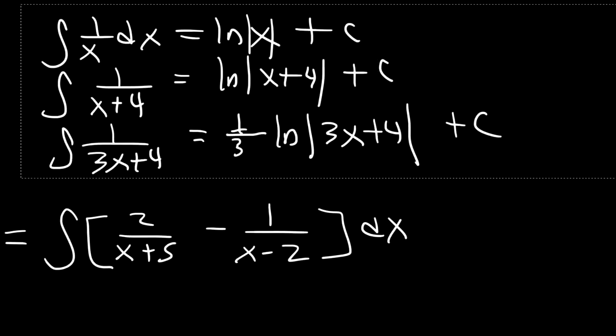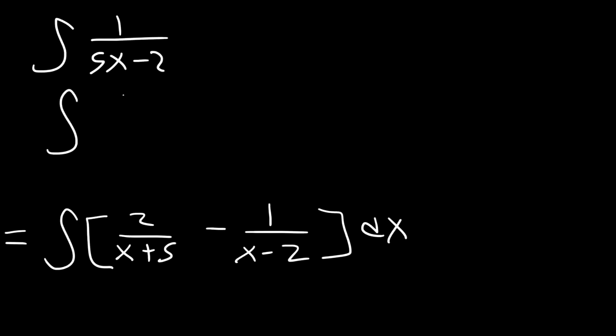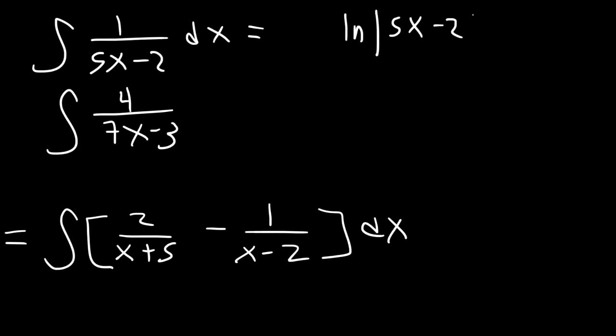So let me just give you a few more examples. Let's say we want to integrate 1 over 5x minus 2 and 4 over 7x minus 3. For the first one, it's going to be the natural log of 5x minus 2 times 1/5, because the derivative of this is 5, and you have to divide the natural log expression by 5, and then plus c.